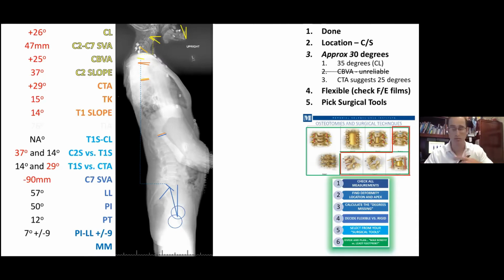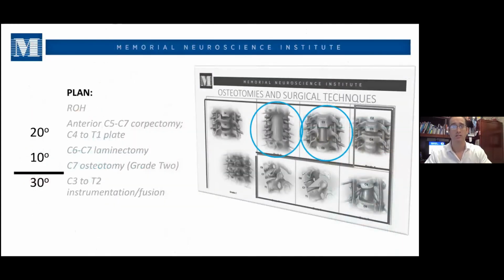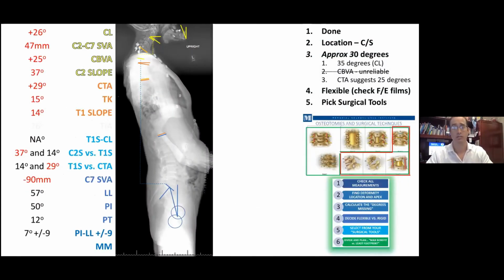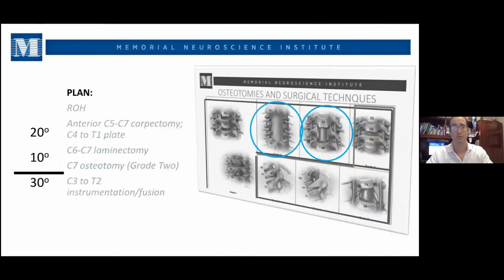The chin brow angle is unreliable, so you have to toss that out. I picked the CTA, that junctional angle. It should be only kyphotic by about 5 degrees, but he's got 25 degrees of kyphosis across the junction. So I had said, let's pick a number around 25 degrees, or pardon me, 30 degrees that we need, and then pick our surgical tools.